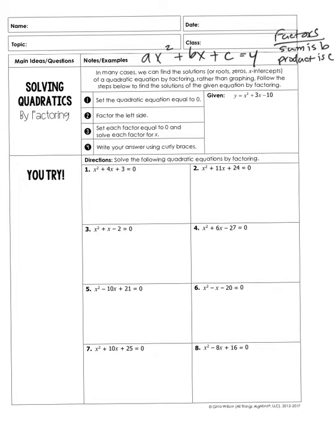All right, so it says, in many cases, we can find the solutions, roots, zeros, or intercepts of a quadratic equation by factoring rather than graphing. Follow the steps below to find the solutions of the given equation by factoring. Sometimes you won't be able to, I shouldn't say that. You can always find the roots by graphing. Unless this is faster, you can use this, okay?